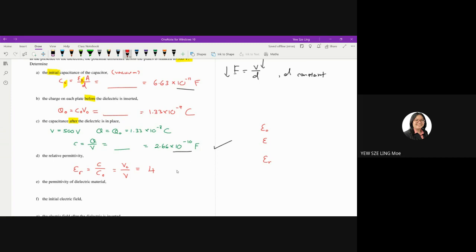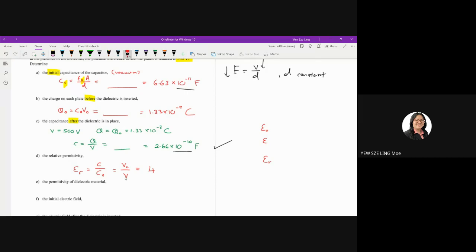It's up to you whether you want to use the equation C over C naught or V naught over V, because now we want to calculate epsilon R when the battery is disconnected. If the battery is connected, you cannot use V0 over V. You must know this, because we have seen it before. What is the difference with and without the battery connected? If the battery is connected, then you cannot use V0 over V. You have to use Q0 over Q.